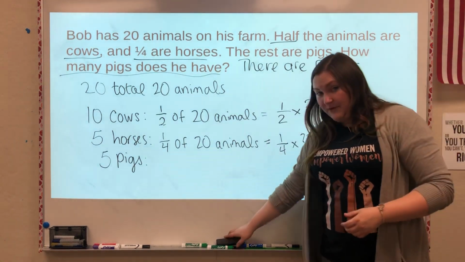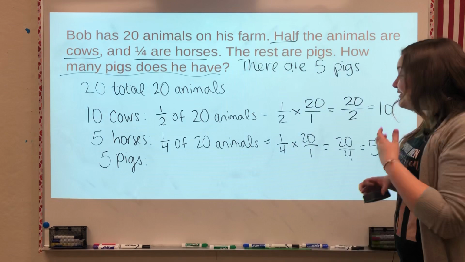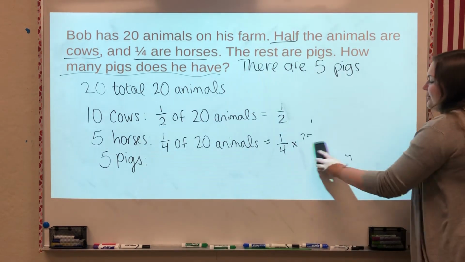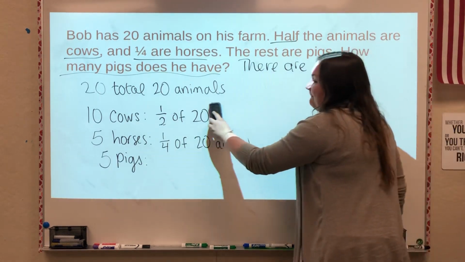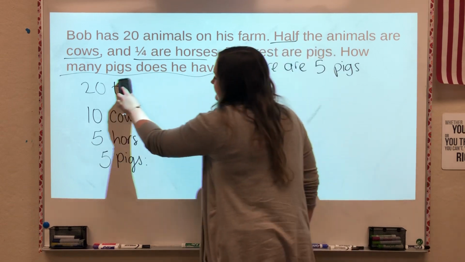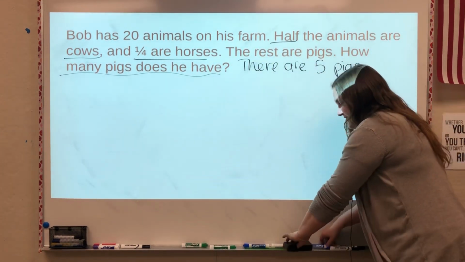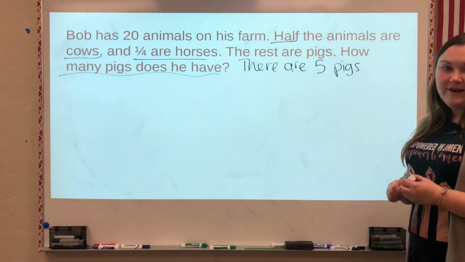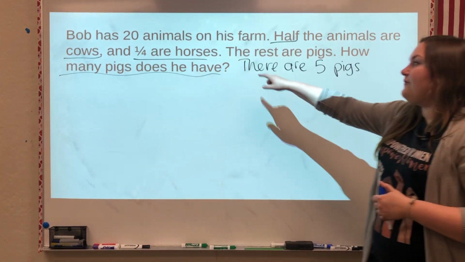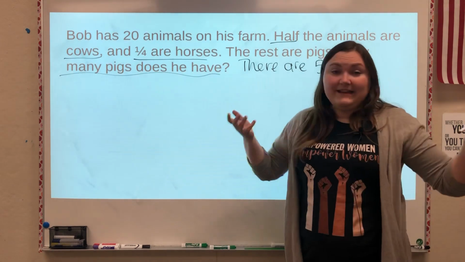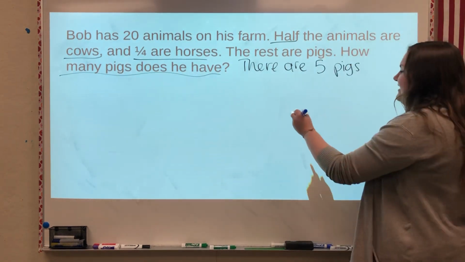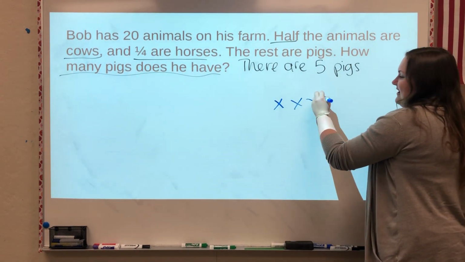Now, if you were thinking about multiplication of fractions, this is one way you can do it. There is another way you can do it. For my visual learners out there, you could go back to what we had learned about modeling fractions and model this with a picture and use your picture to get the answer. So for example, we're starting off with 20 animals on the farm. I can literally draw a picture of 20 animals. My animals are just going to be X's for now.